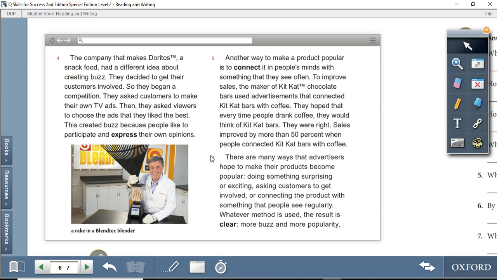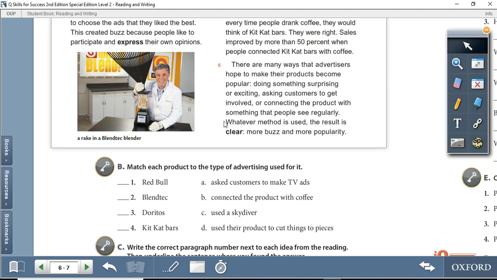There are many ways that advertisers hope to make their product become popular. Doing something surprising or exciting, asking customers to get involved, or connecting the product with something that people see regularly. Whatever method is used, the result is clear: more buzz and more popularity.